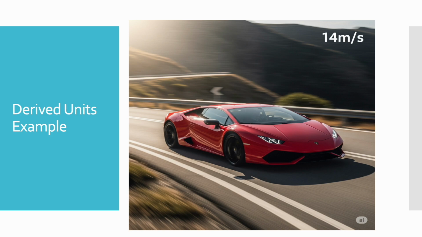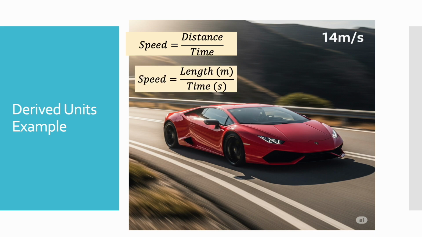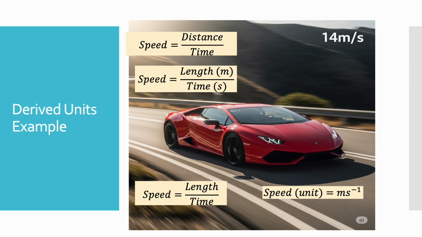Speed is a physical quantity that tells us how fast or slow something is moving. The formula for speed is equal to distance divided by time. The unit for distance is meters and the unit for time is seconds. So the derived unit for speed is meters per second.